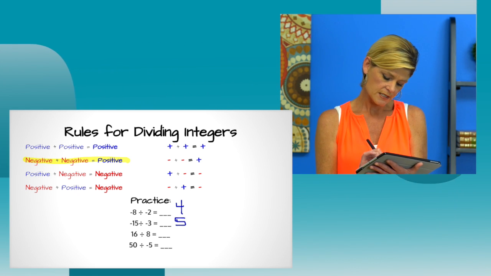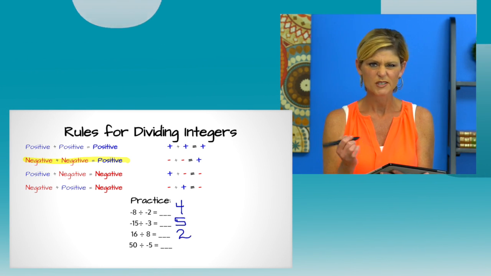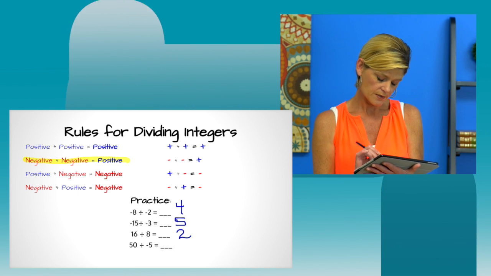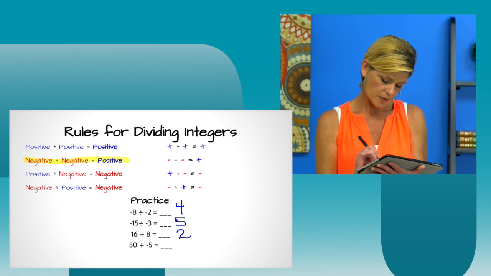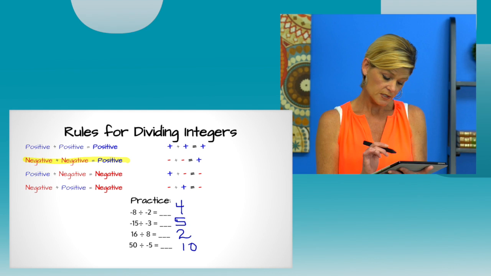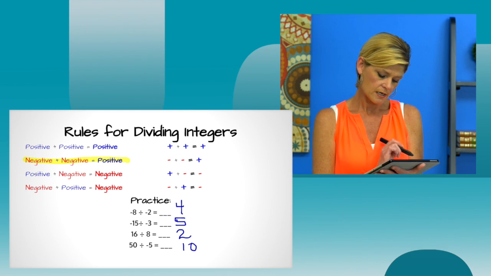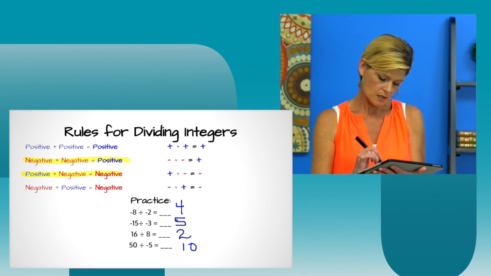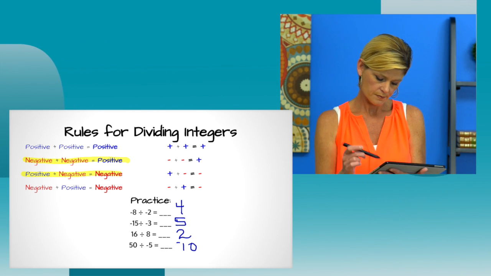16 divided by 8 is 2. That's an easy one. You've got 2 positives. We know it's going to have a positive result. And then 50 divided by negative 5. We know that 50 divided by 5 is going to be 10. I've got different signs, though. I've got a positive divided by a negative. So my outcome will be negative 10.